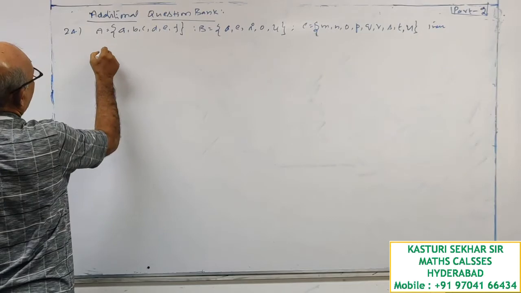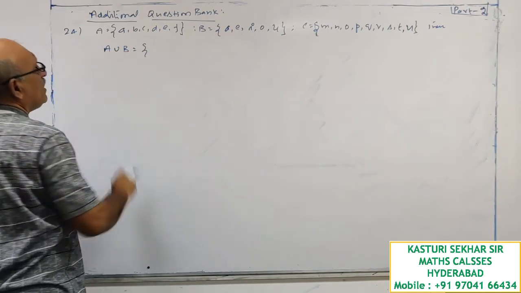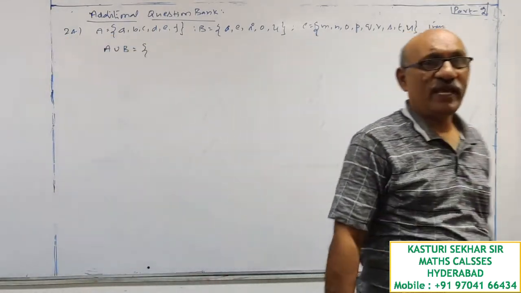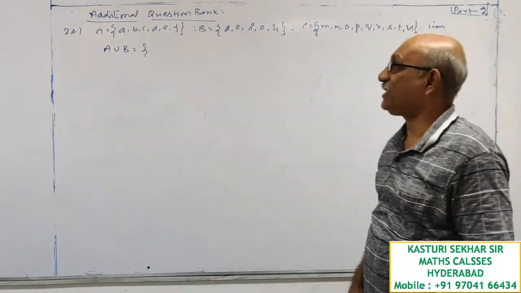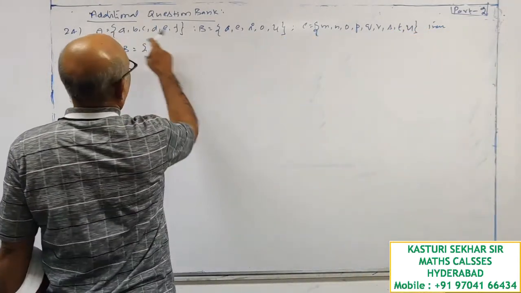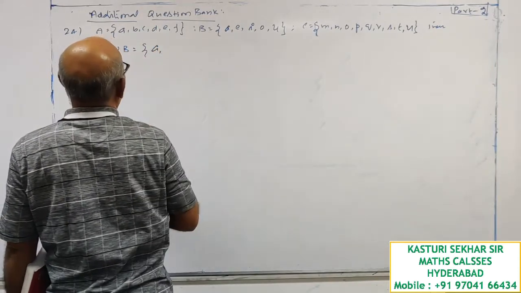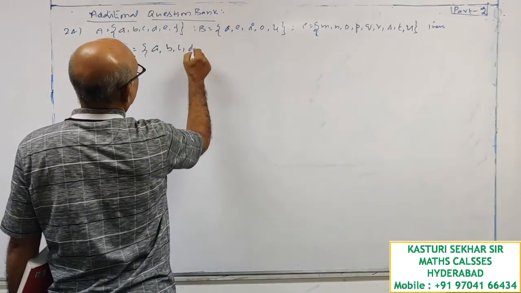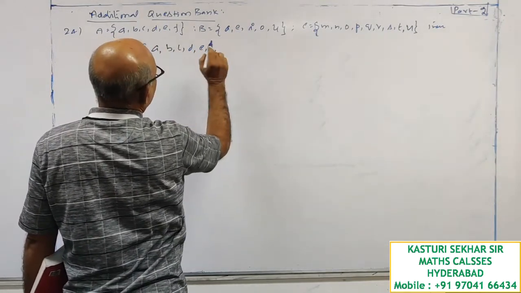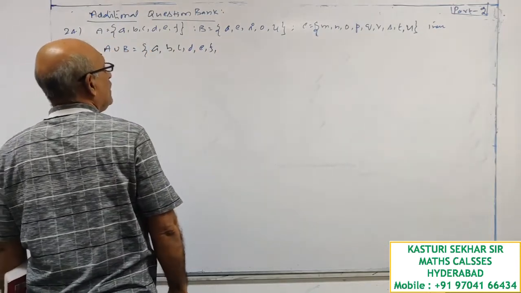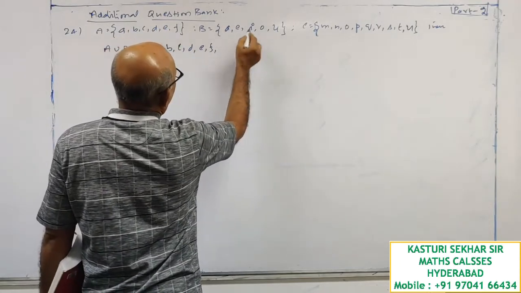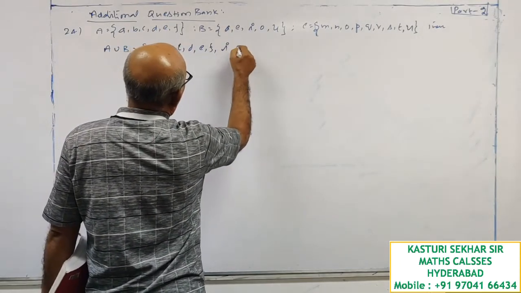First question, A union B. A union B means it is a set having the elements of A or the elements of set B or both. So a, the repetition has no meaning. c, d, e, f. a and e are common. Exclude those because already one time you have written. Double counting is not required. i, o, u.